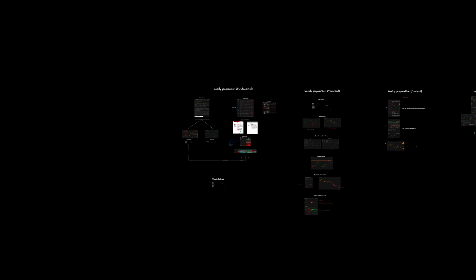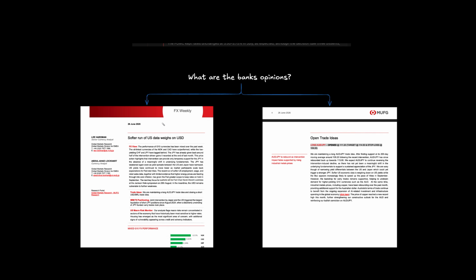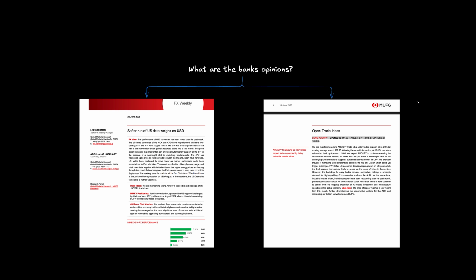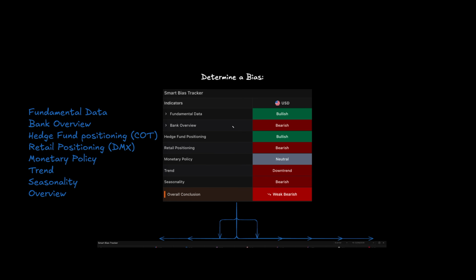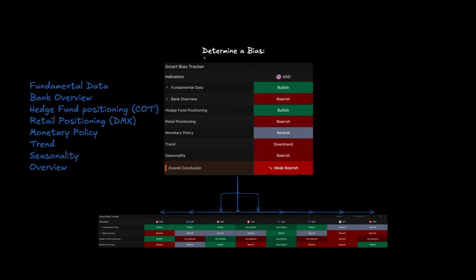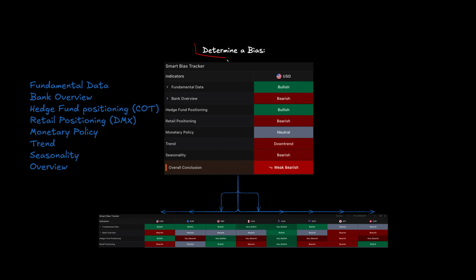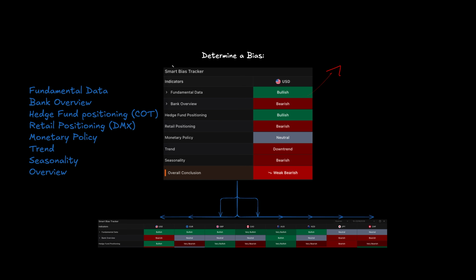Okay. So after getting this bank's opinion, this is one from MUFG, but I can do the same with Goldman Sachs, JP Morgan, MUFG again, or whatever, right? Crédit Agricole CIB. And after that, you want to determine the bias because you want to know which currency you should buy or sell. And for that, I'm using the Smart Bias Tracker. It's a trading tool that does everything for you.